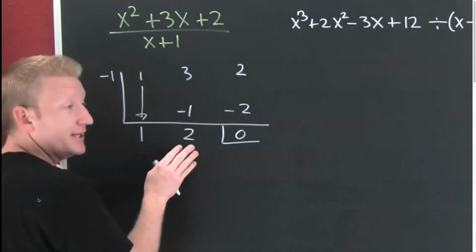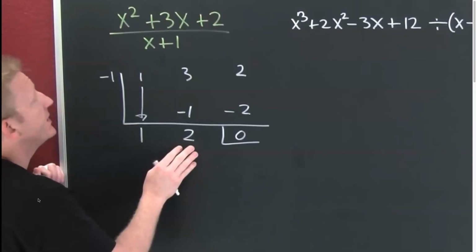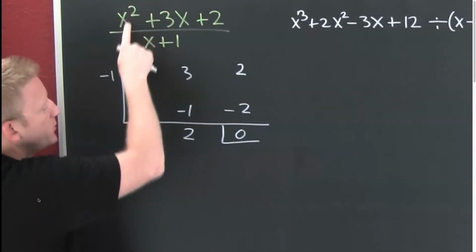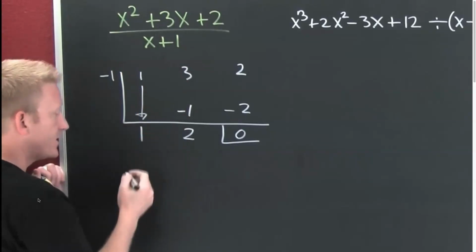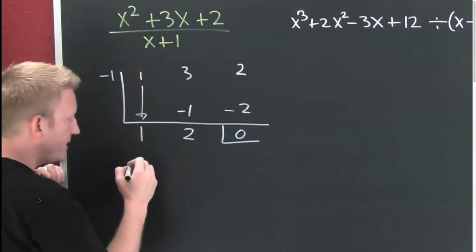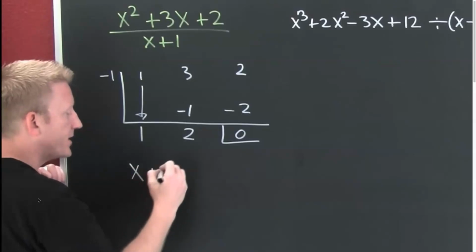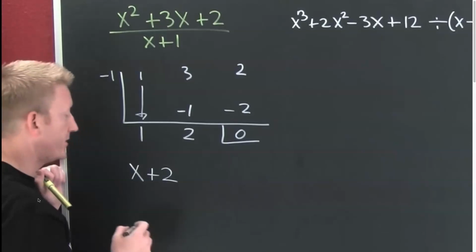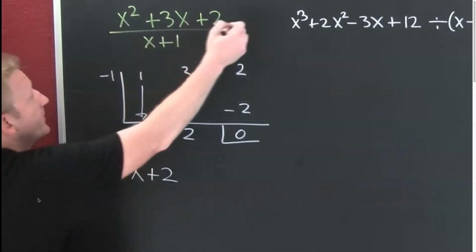But that's neither here nor there. Yes. We're taking 1 degree out of the numerator. It was a degree 2. So now I want to write my answer as 1 degree less than 2, which is 1. X plus 2 is going to be the quotient of those two polynomials. And then what?